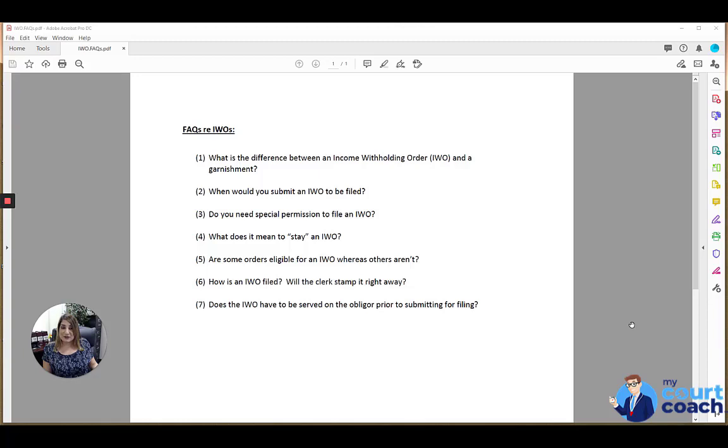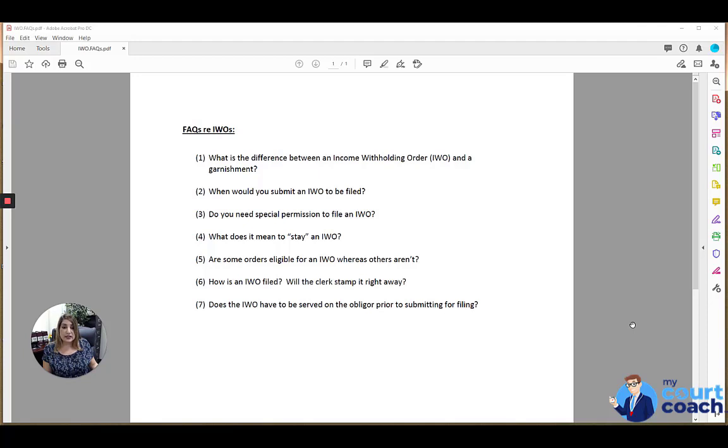So that takes us to question number 4. What does it mean to stay an income withholding order? That means you are agreeing not to submit a wage garnishment or income withholding order on the obligor's employer, provided that he or she abides by the support order and pays you on his or her own. The reason for that is sometimes obligors of support just do not want their employers knowing their personal business. And so that's an agreement that can often be reached between parties, provided that both parties adhere to and cooperate with the orders that are in place.